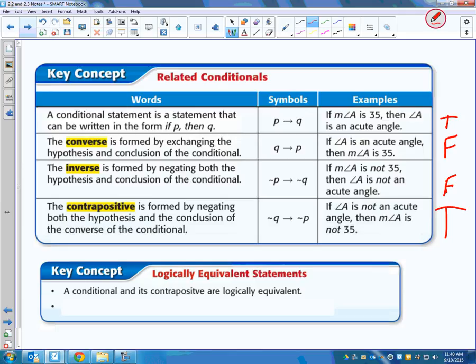And also, I think we can say that the converse equals the inverse, if you're going to write less of this. Converse and inverse will always have the same truth value. They'll either both be true or they'll both be false. So if Q then P will always be the same truth value as if not P then not Q.